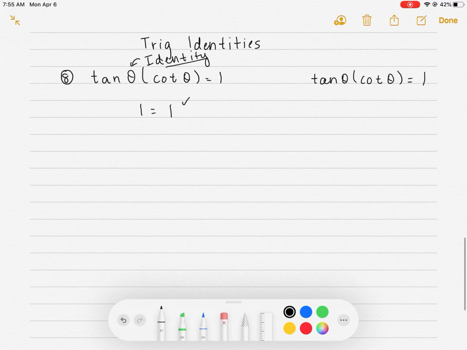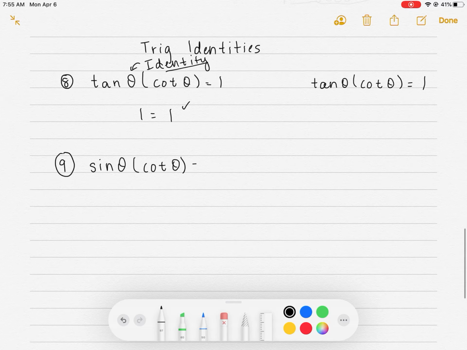And that's your answer. So if it's an identity, that's all you do. All right. Let's look at a product that's not an identity. So sine of theta times cotangent of theta is equal to cosine of theta.